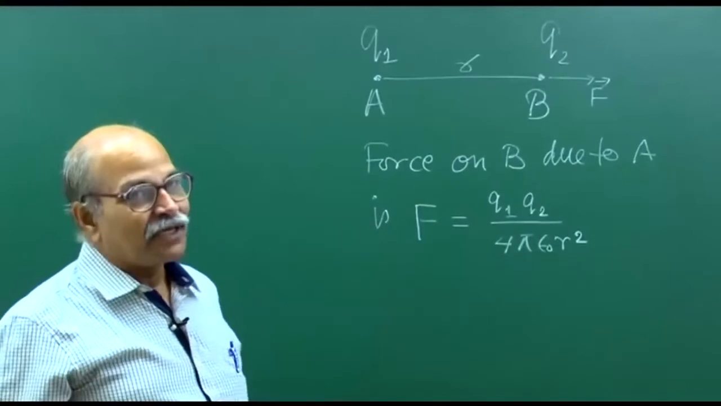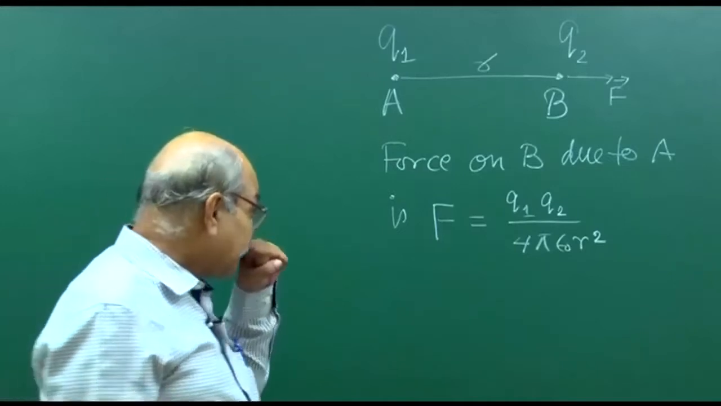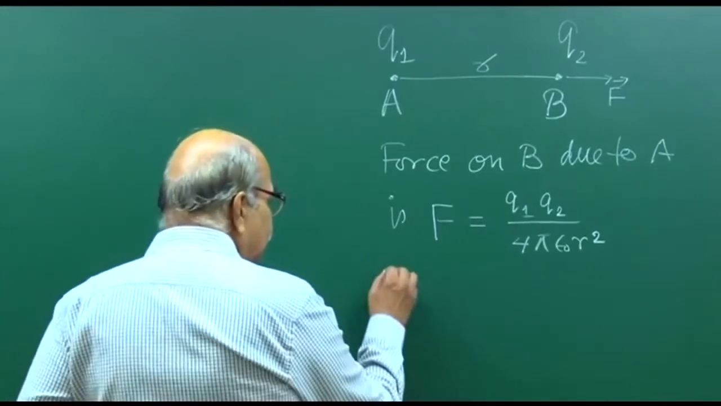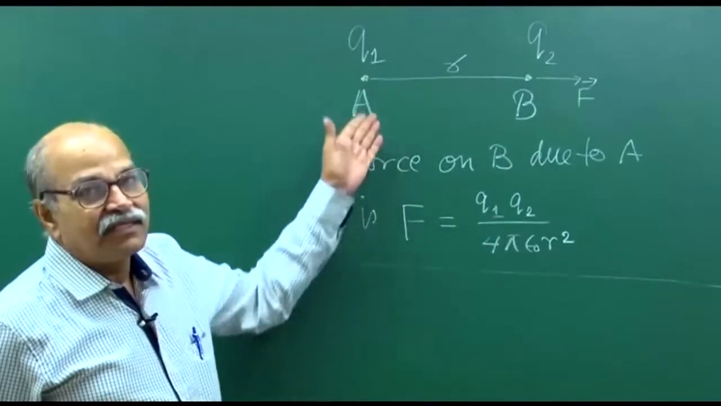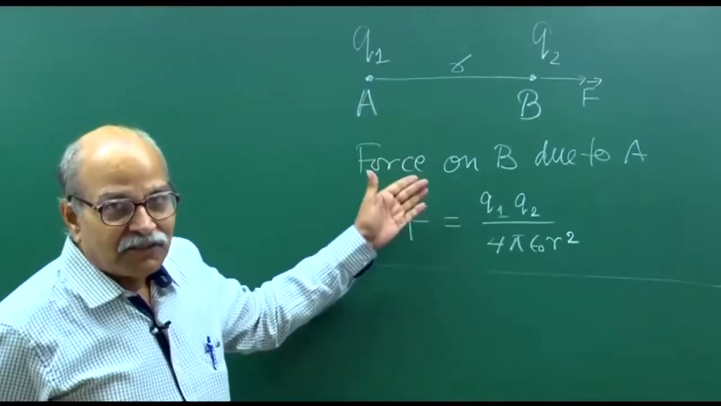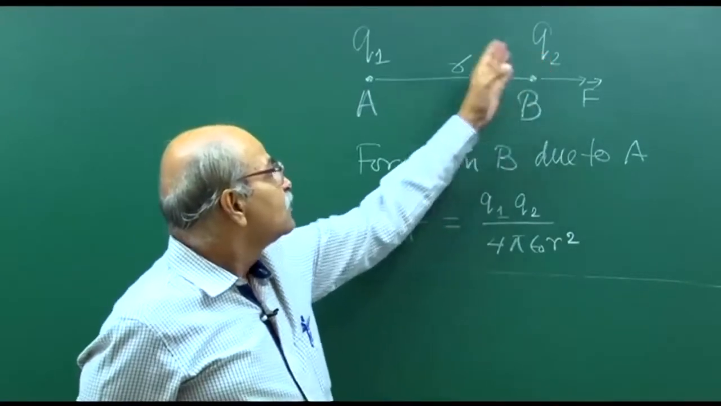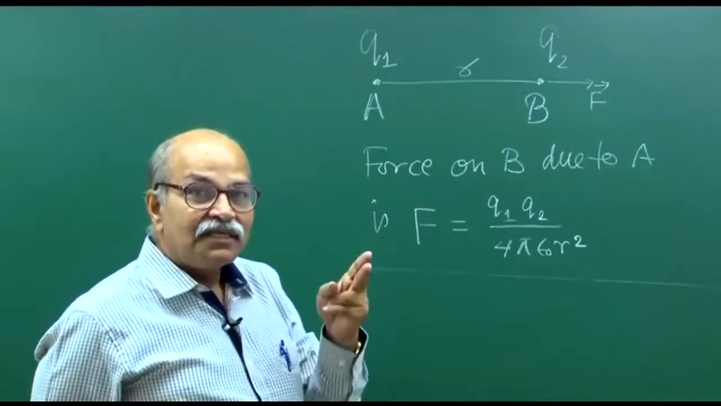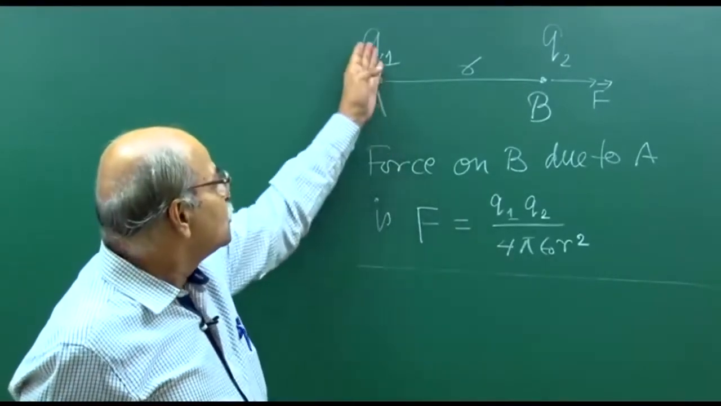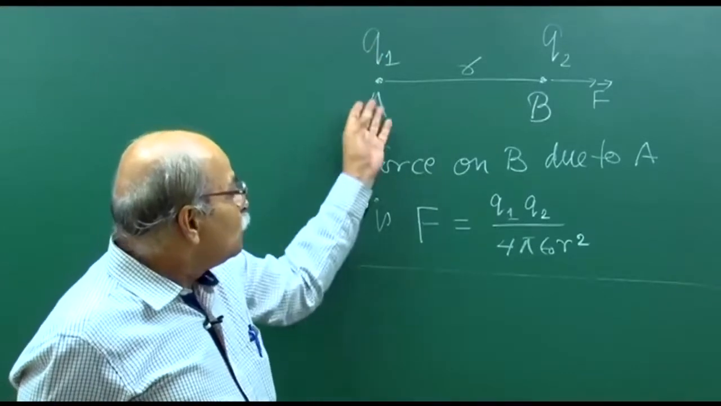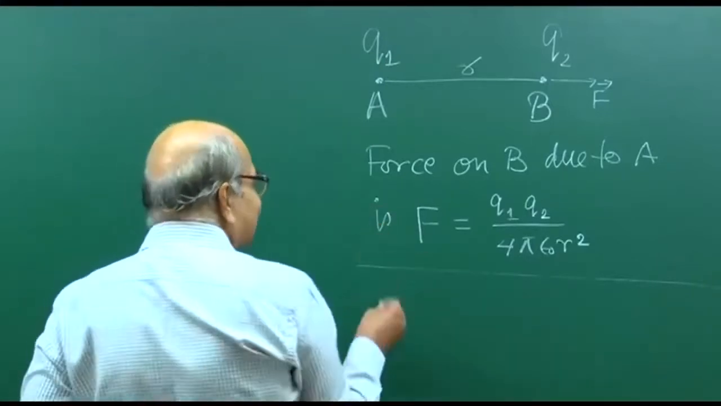Everyone knows that is the starting point of any chapter on electrostatics. All right. What I want to emphasize is that this is essentially a two-step process. Force on B due to A, force on this charge due to this charge, is essentially a two-step process. The first step is that this charge Q1 produces something called electric field. Okay. So, that is the first thing.